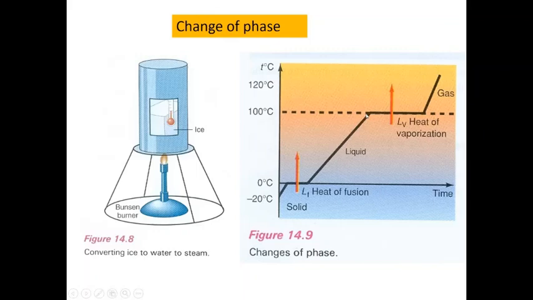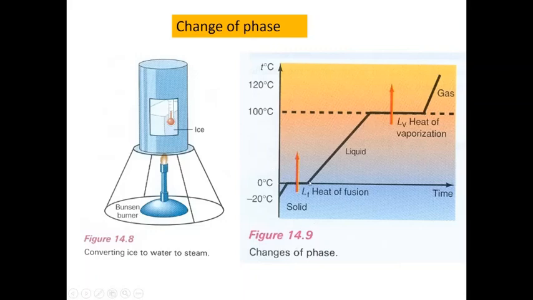Again, at 100 degrees Celsius, the temperature is constant until all the liquid, all the water vaporizes. So all the water should be vaporized. That's why the temperature doesn't increase. And after all of the water is converted to vapor, its temperature increases again. You can see these two parts in this diagram. So we will talk about these two parts.